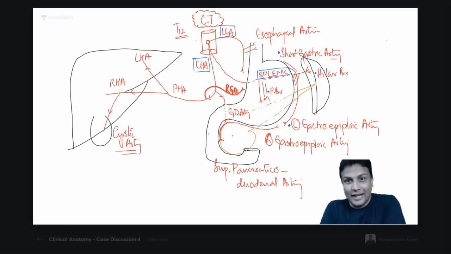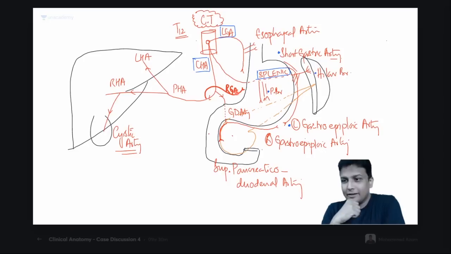Is it okay? One more advantage of learning like this, I'll tell you right now. Can anyone answer me? Fastest finger first. What is the artery supplying the gallbladder? Cystic artery. Very good. Now, cystic artery is a branch of which one? It's a branch of the right hepatic artery.